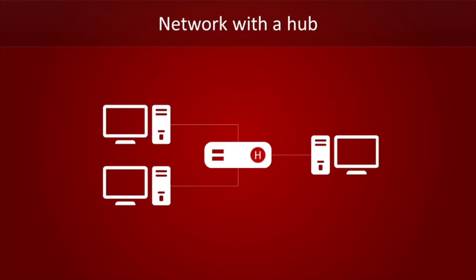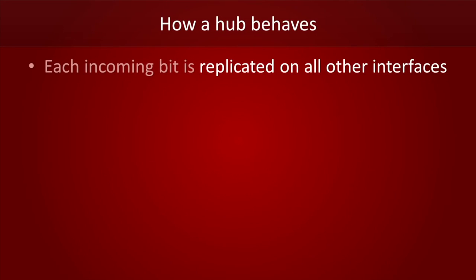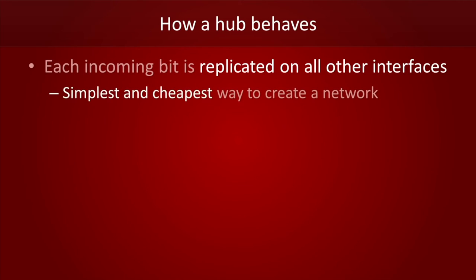The receiver will get the message, and the other hosts will ignore packets if the receiver field doesn't match their own address. Not bad for a glorified bit cloning machine. Alright, so every incoming bit is replicated on all other interfaces. That's a fairly simple and cheap way to create a network. However, it does cause a lot of unnecessary traffic. If you have 5 hosts in your network, hubs unnecessarily send every packet to 3 hosts that aren't interested.